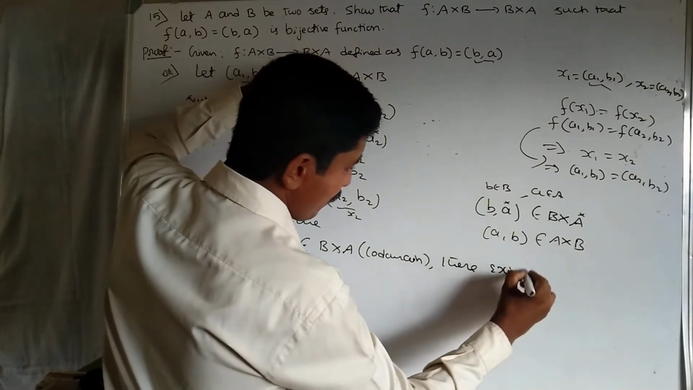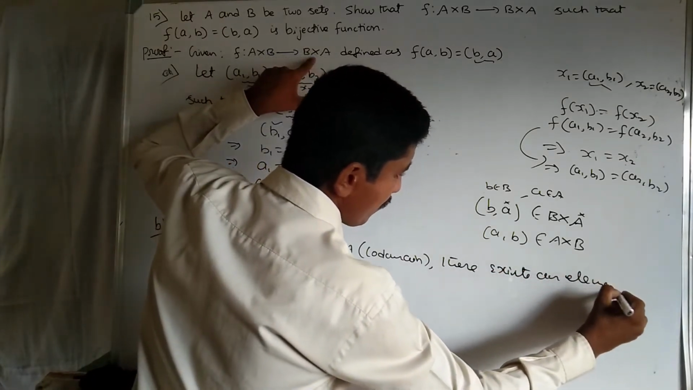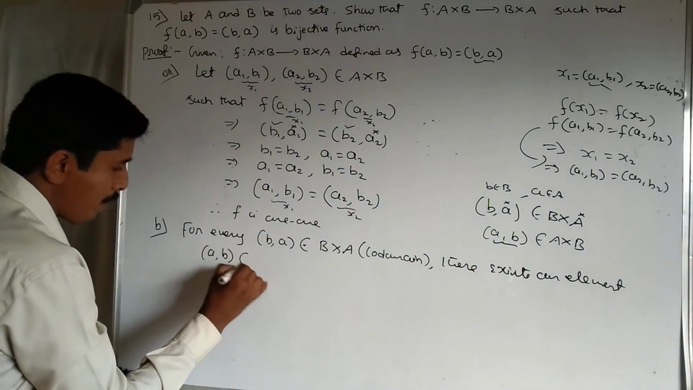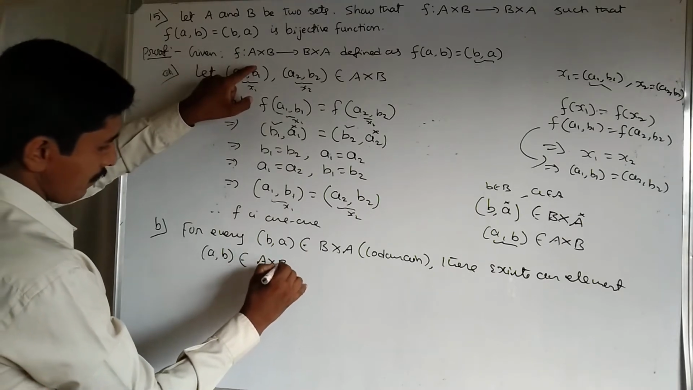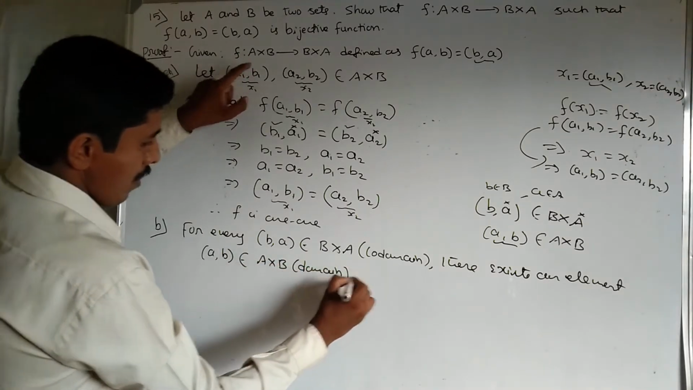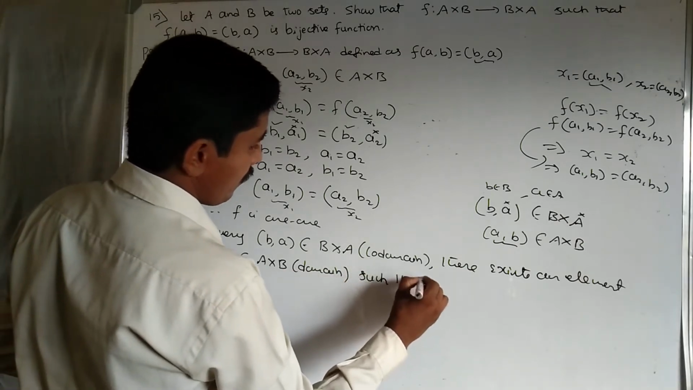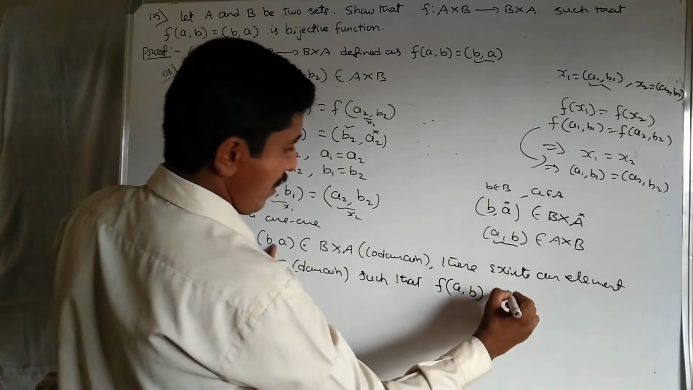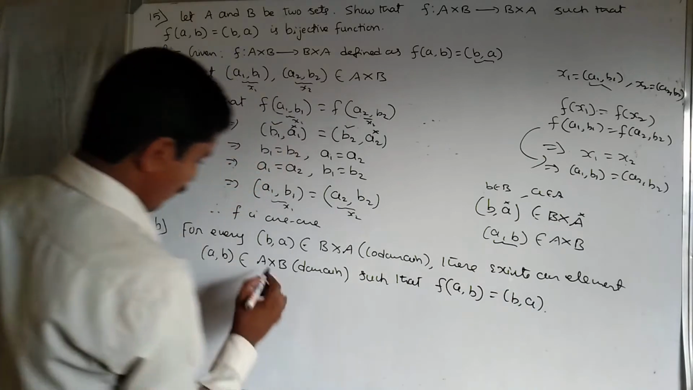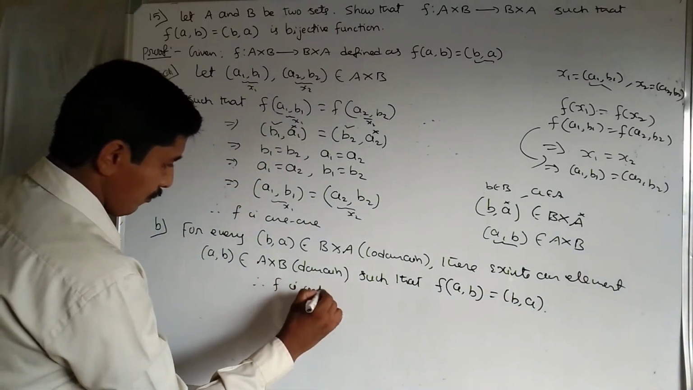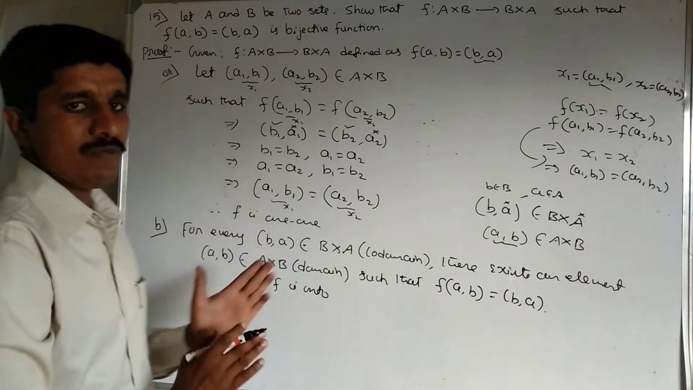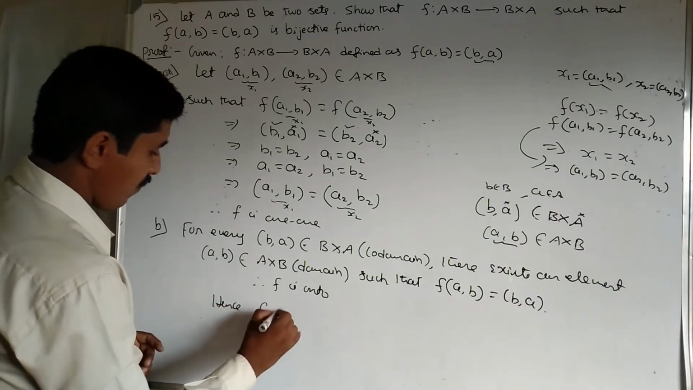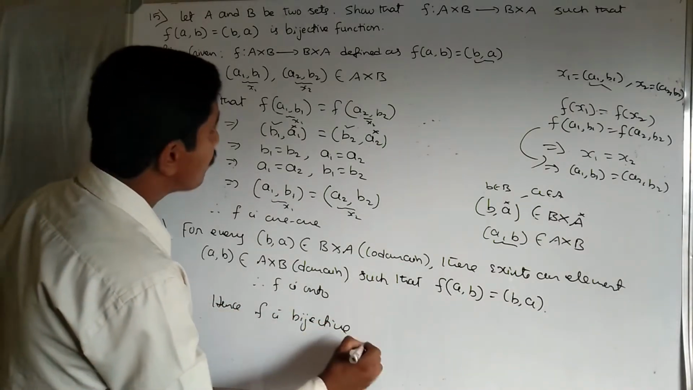There exists an element, this is the pre-image element. There exists an element (a, b) belongs to the domain A cross B such that f of (a, b) equals the codomain element, the range element (b, a). Therefore, f is onto. Clearly, it is one-one and onto, which means the function is both one-one and onto. Therefore, it is a bijective function. Hence, f is bijective.